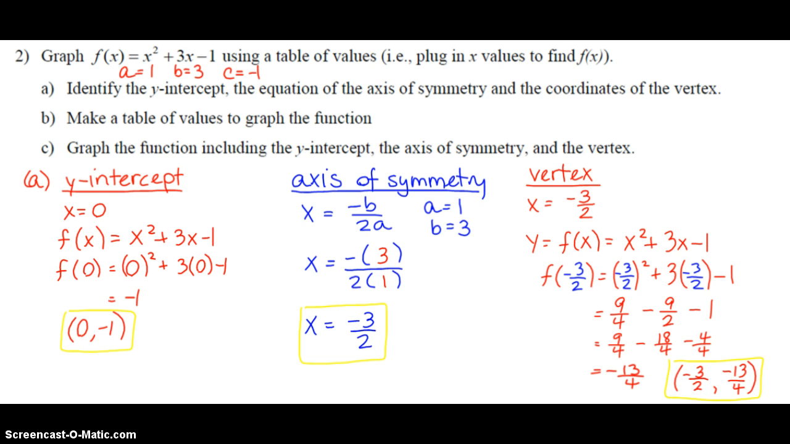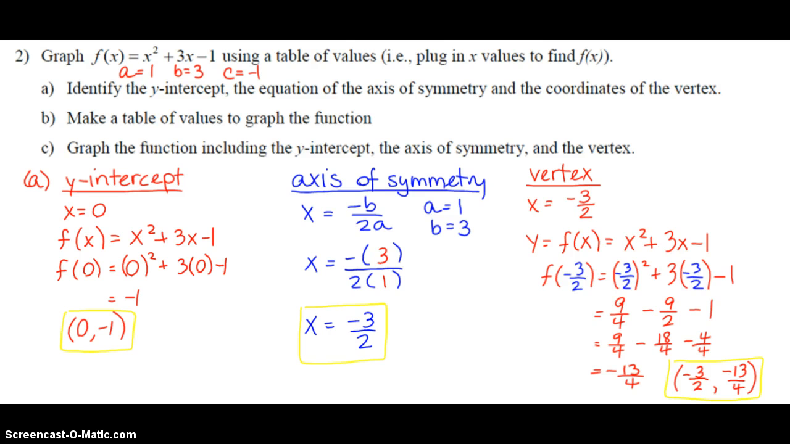To find the axis of symmetry, we're going to use the formula for the axis of symmetry. Remember, it is a line. X is equal to -b over 2a. X equals means that it's going to be a vertical line. So we plug in the values for A and for B into our formula, and we end up with x is equal to -3/2. That's the equation for the line that is our axis of symmetry.